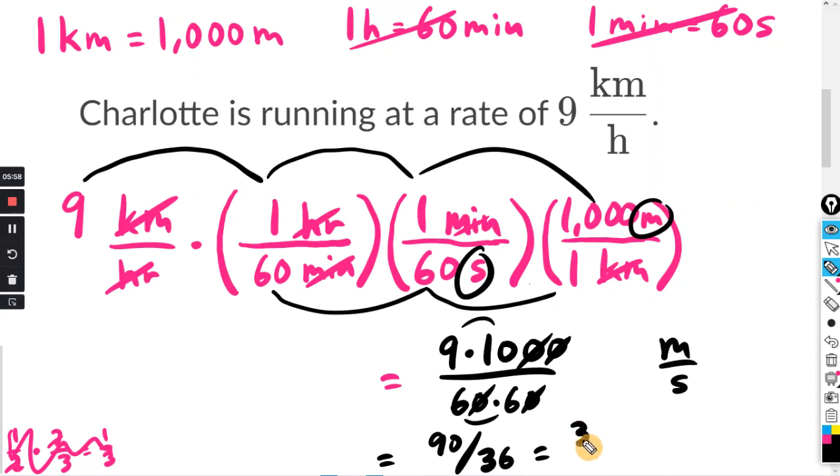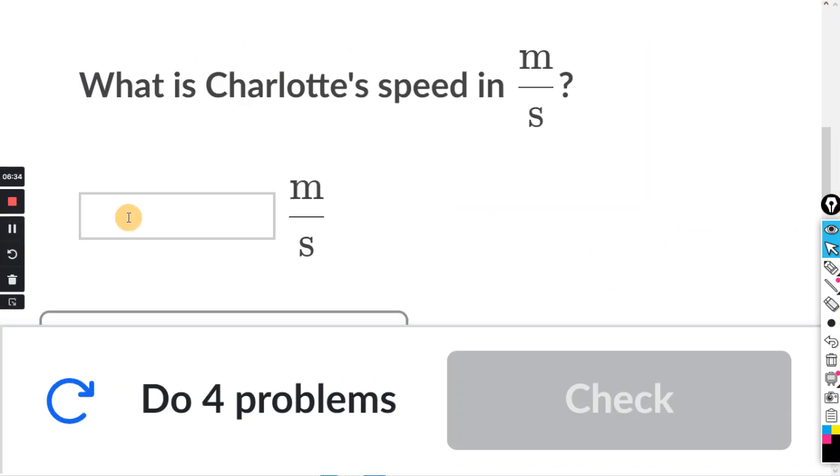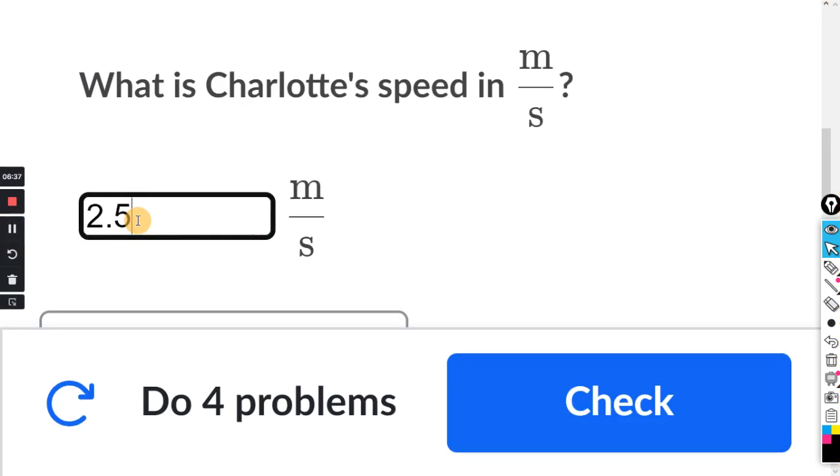90 divided by 3 is 30. 36 divided by 3 is 12. 30 divided by 6 is 5. 12 divided by 6 is 2. Okay? So it's not a repeating decimal, 5 halves. If you did not cancel and you just did this on the calculator, you would get 5 halves or 2.5. Okay? So you could have used the calculator all the way for this. I like to practice reducing fractions. But anyhow, the answer is 5 halves or 2.5. So in the box, you can do 2.5 or you can do 5 halves by writing 5/2.